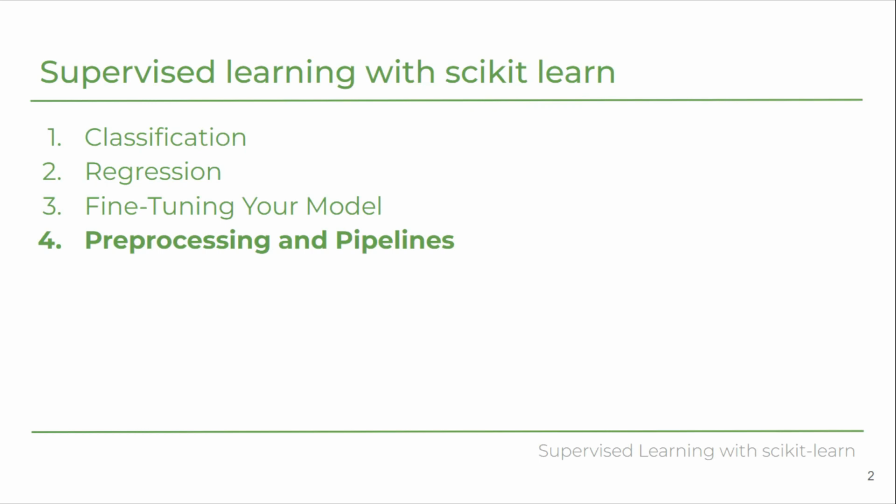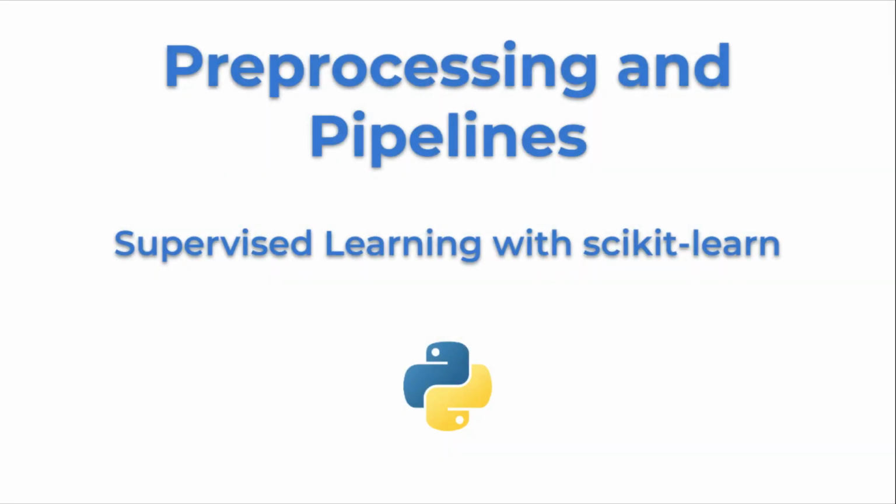This course consists of 4 chapters, which are classification, regression, fine-tuning your model, and lastly, preprocessing and pipelines. In this video, we'll cover Chapter 4, where we'll learn how to impute missing values, convert categorical data to numeric values, scale data, evaluate multiple supervised learning models simultaneously, and build pipelines to streamline our workflow.